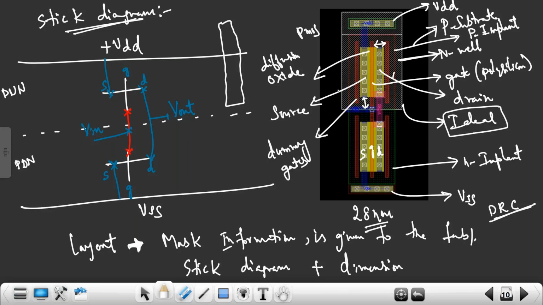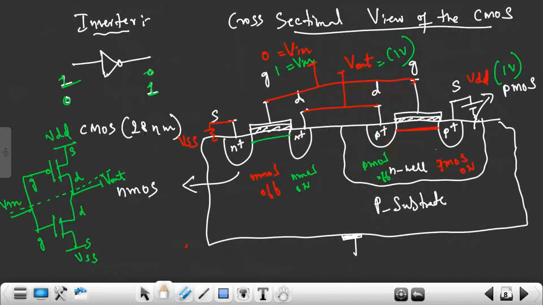Or else layout is nothing but a top view. It gives the top view information. Yes or no? This is not a cross sectional view. If you look at this cross sectional view or a three-dimensional view, if you look from the top, what can you see? There is a gate. Below this there is an oxide. Then there is a source region, drain region. There is an N well. There is a P substrate. If you look from the top, correct?